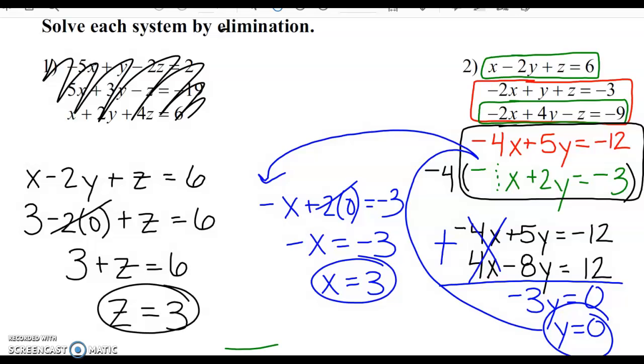So then I would just write my answer as an ordered triple, x comma y comma z, that works for these 3. X is 3, y is 0, and z is 3. So my answer is (3, 0, 3). And that is how you solve a system of 3 equations with 3 variables using the elimination method.